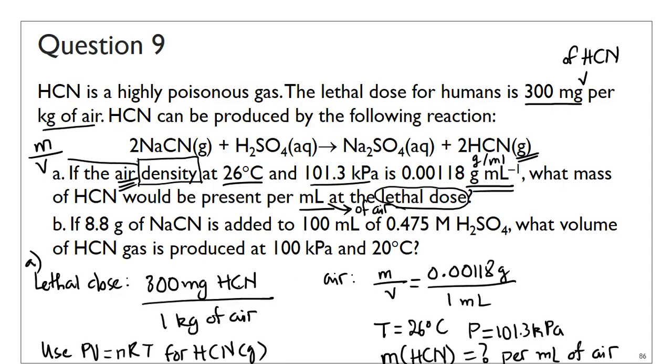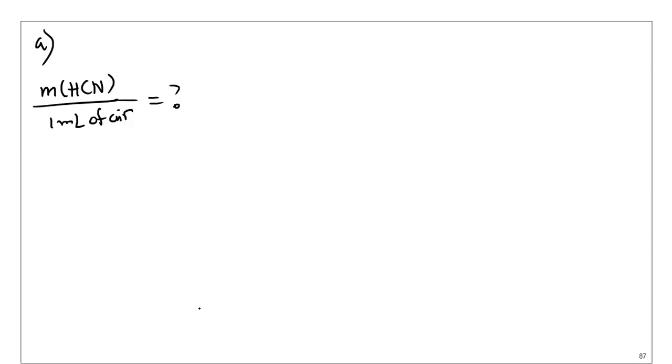So if we need mass of HCN per 1 ml of air, essentially this is what you need to find. You know the relationship between the mass of hydrogen cyanide per 1 kilograms of air. So what you need to do is you need to be able to convert mass of air into volume of air, and then you should be able to work out the amount of HCN per mil. I generally do this in one step. Let's see whether I could break it out.